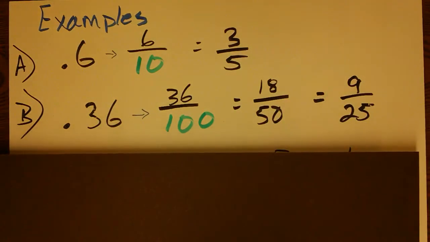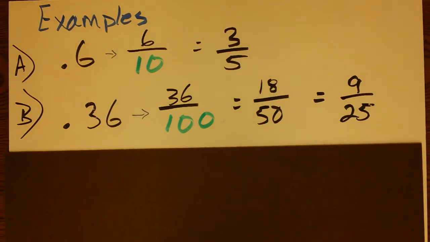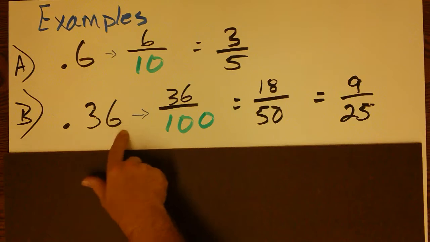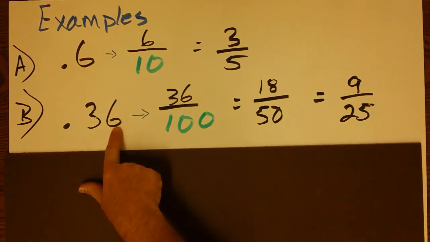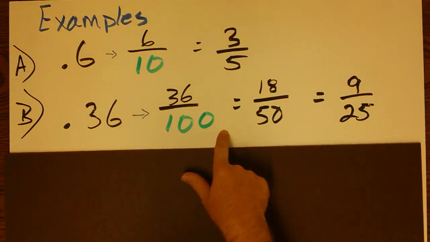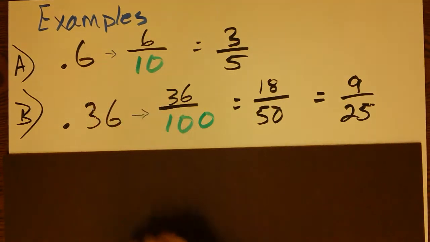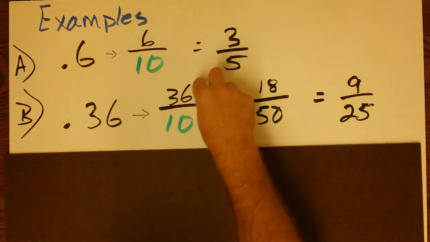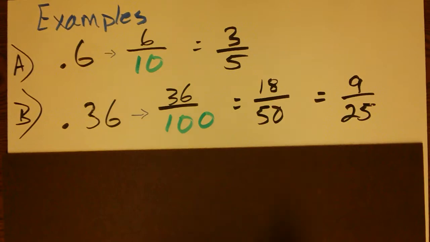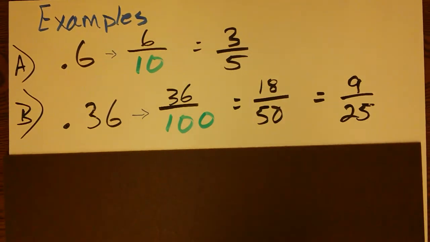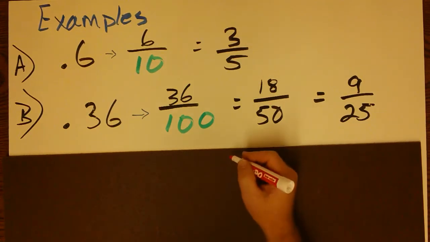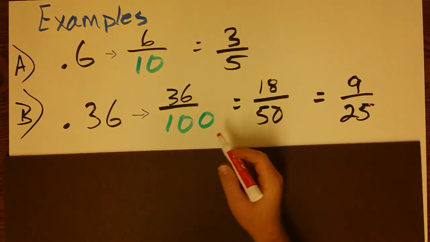Let's look at example B. Here we have a decimal 0.36. The 6 is in the hundredths place. So this decimal is called 36 hundredths, and it's written as a fraction, 36 over 100. Of course, we're going to reduce this. The way you reduce, of course, is to find the greatest common factor. And sometimes that's hard to do when the numbers are larger.